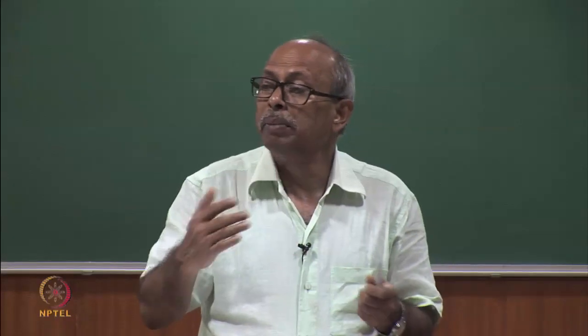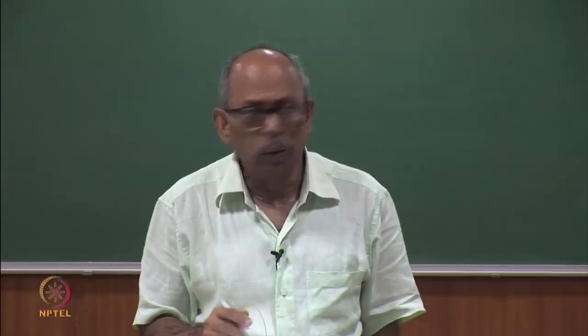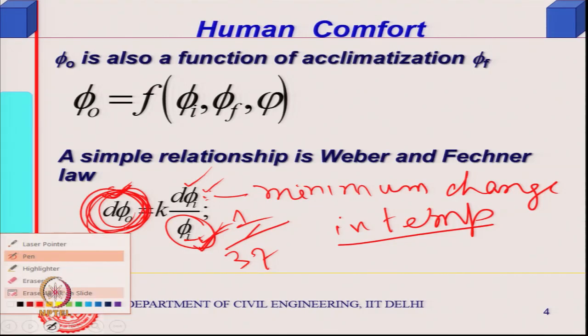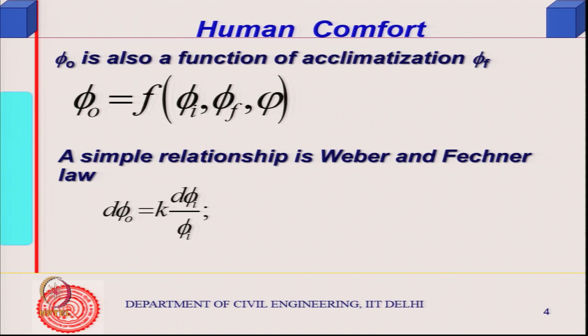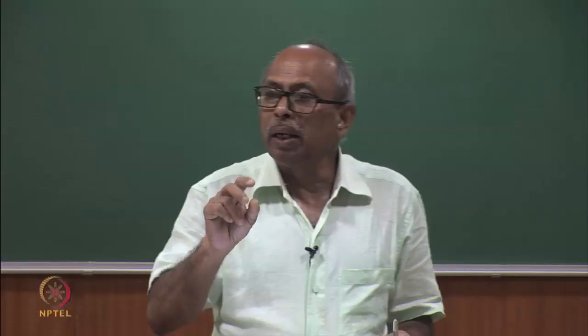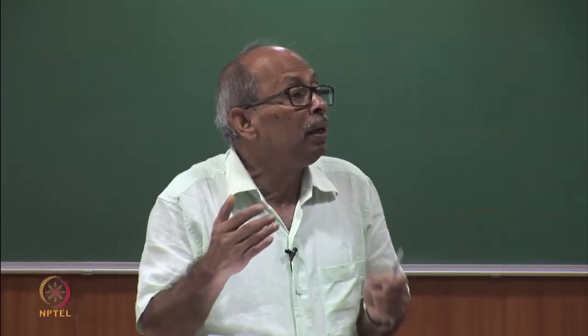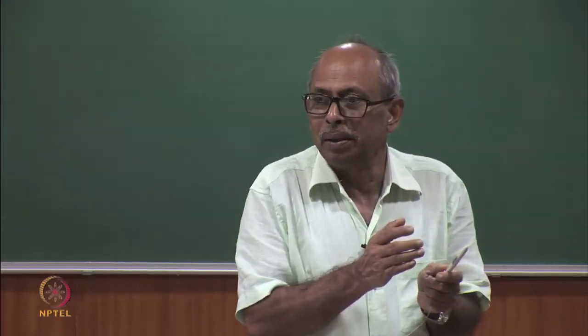Glare is also logarithmically related to the level of contrast and so on. So, this is Weber-Fechner's law. In other words, if you integrate it, you will get phi 0 1 minus phi 0 2. Let us say this is perceivable, this you can sense; it is a function of log of phi I. Change in the stimulus input is logarithmically related to our perception, right.